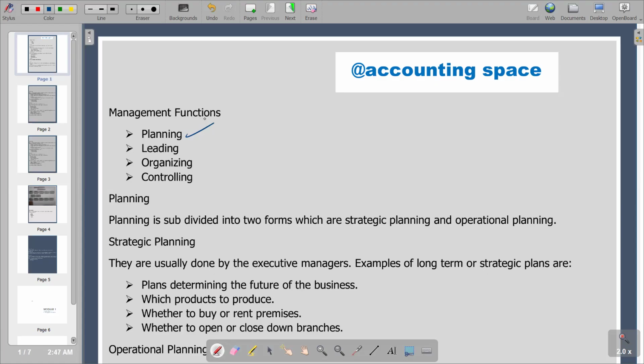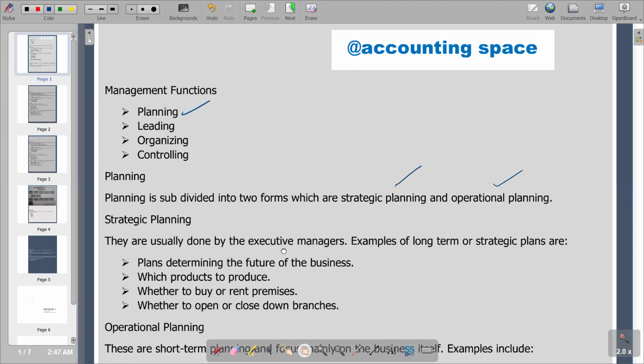In planning, you'll see that we have long term, that is strategic planning. And also we have got short term, that we call operating plans. So basically, that's what we have. Planning is subdivided into two forms, which are strategic planning, and they are usually done by the executive managers. And then the examples that we have in terms of strategic plans.